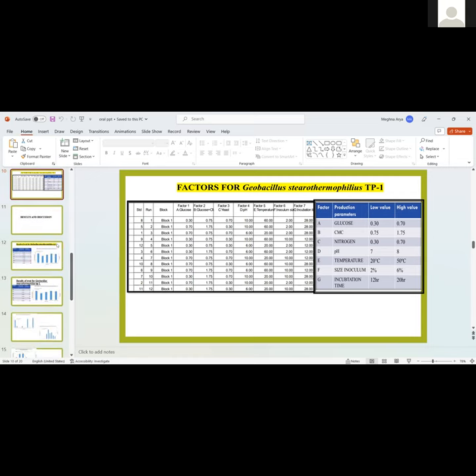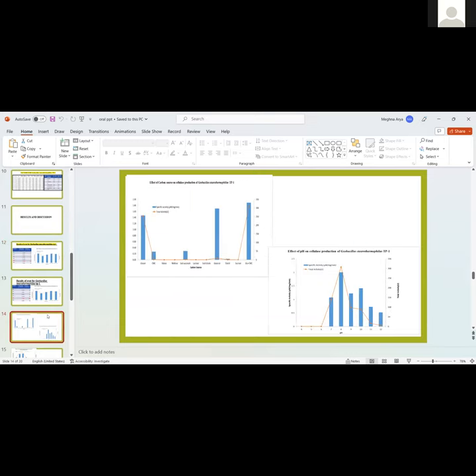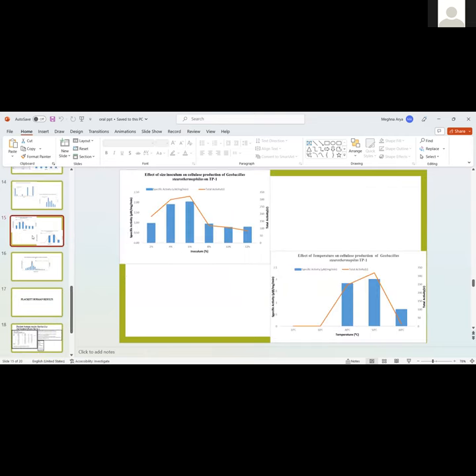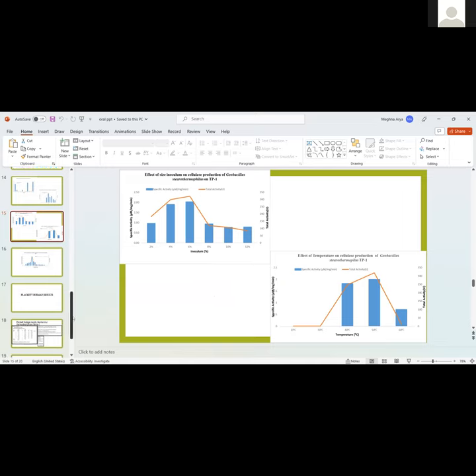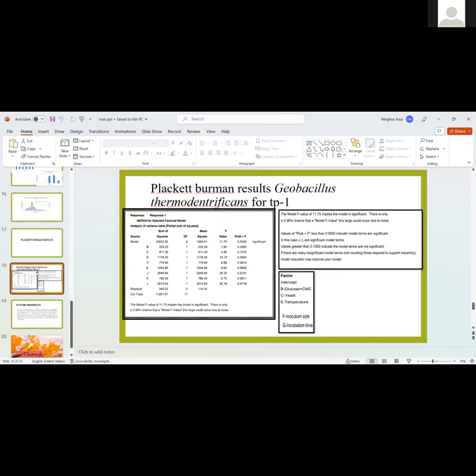And after that, here are the results. You can see here that the maximum activity I got was in media 5, and the maximum enzyme production for nitrogen source was seen in yeast extract, whereas for carbon source it was glucose. Similarly, the maximum activity was shown at pH 8. Next, you can see here that the inoculum size of 6% showed the highest activity. Similarly, for temperature, 50 degrees was the optimum temperature. And here is the Plackett-Burman result, where you can see that significance is shown, which tends to show that temperature is an optimum factor.